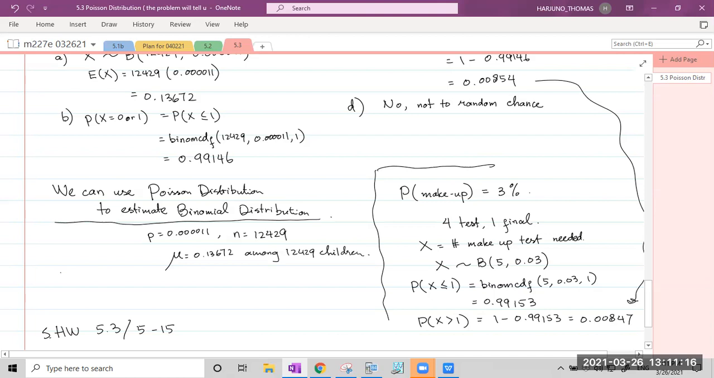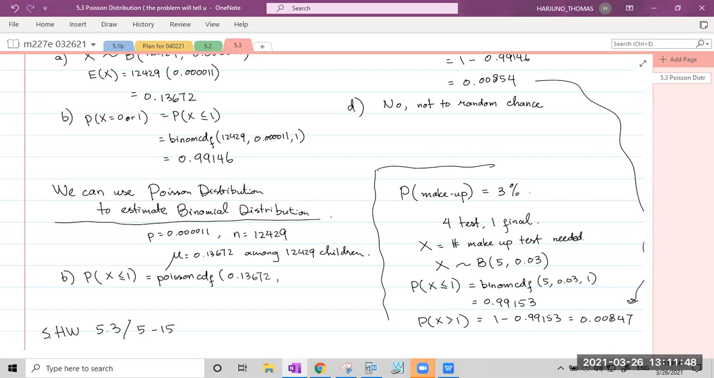So part B, what is the probability that you have at most one? Now notice that I used binomial CDF earlier. We can use Poisson here. It's Poisson CDF. 0.13672, that's the expected number of children having neuroblastoma. Now we approach this using Poisson distribution.